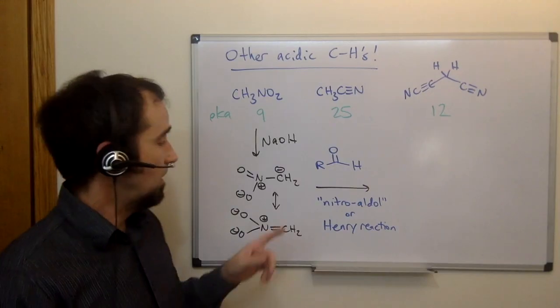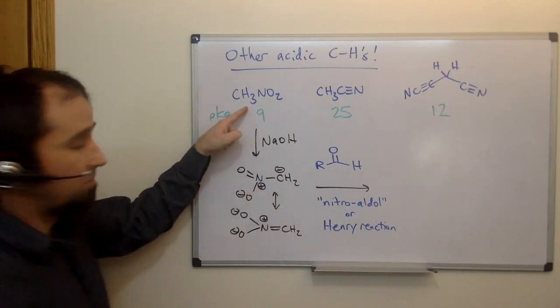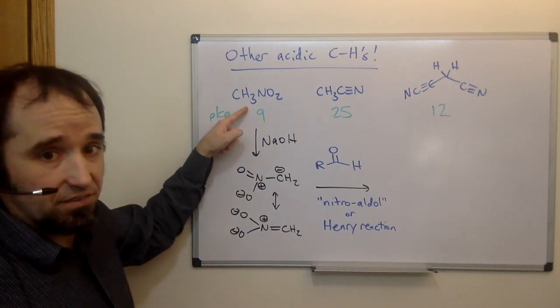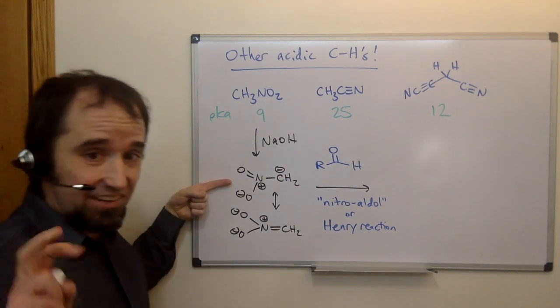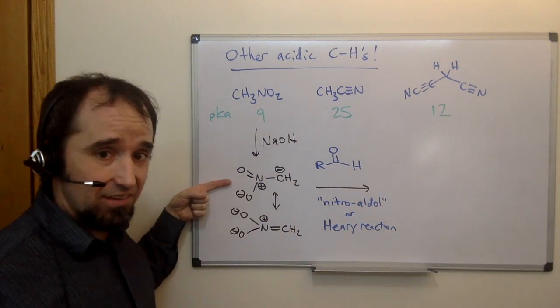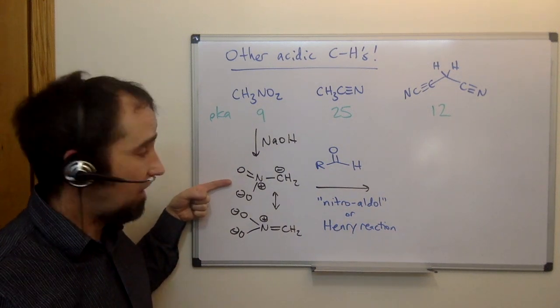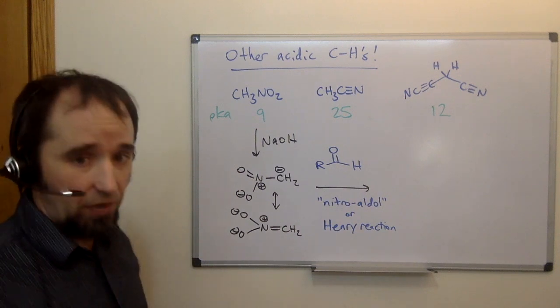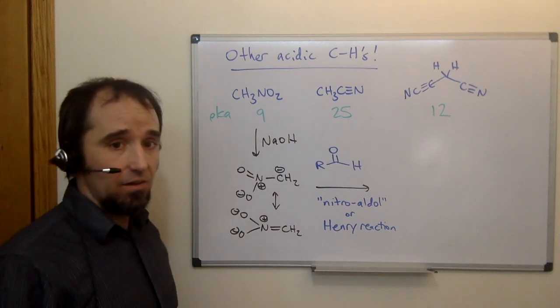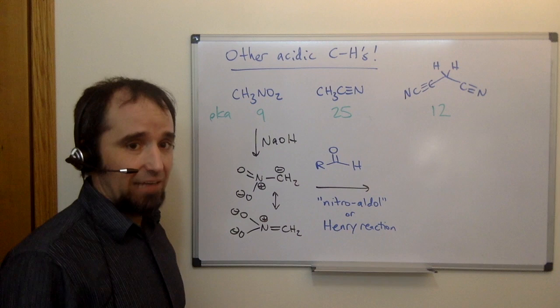So all of these things can essentially be deprotonated just like typical carbonyl compounds. For instance, I can deprotonate nitromethane with simply a weak base like sodium hydroxide, get to this nitroenolate, a very stable anion. And now this can act as a nucleophile toward an aldehyde, just like an aldol reaction. Sometimes we call this a nitroaldol, and some people call it a Henry reaction.